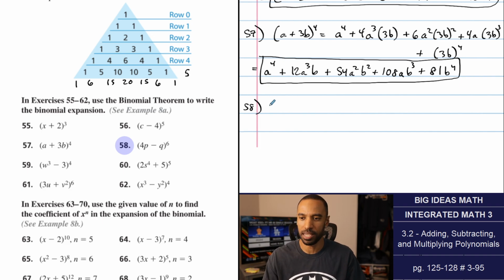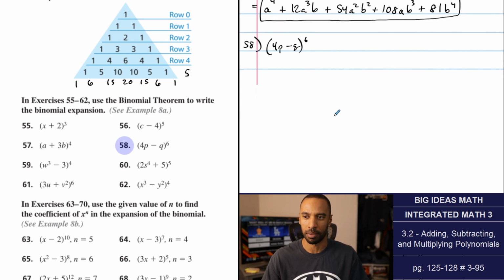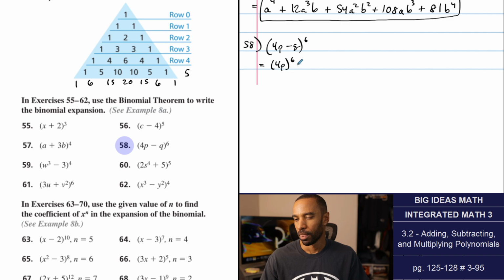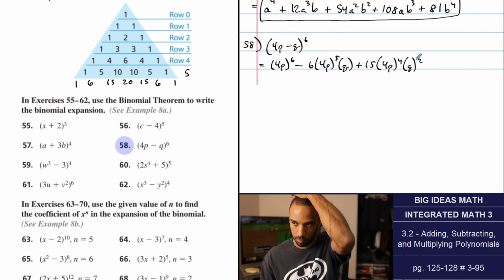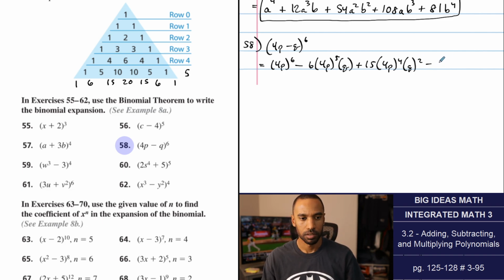Okay, so 4p minus q to the 6th. And yes, I'm going to stick with the way I'm doing it. I'm not going to go vertical anymore. So I got 4p to the 6th, minus, changing signs, 6 times 4p to the 5th times q, plus 15 times 4p to the 4th times q squared, minus 20 times 4p cubed times q cubed.